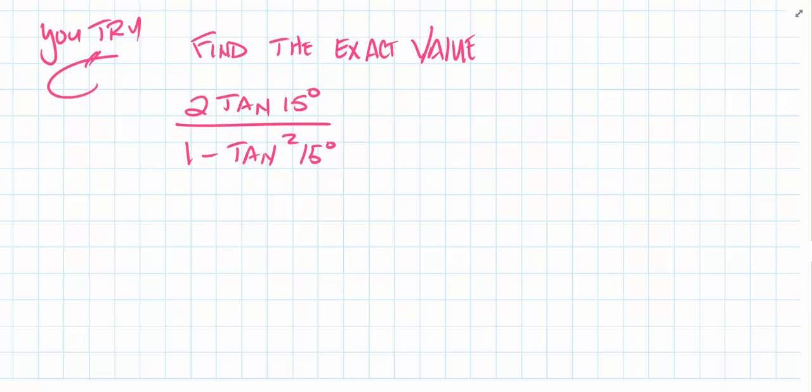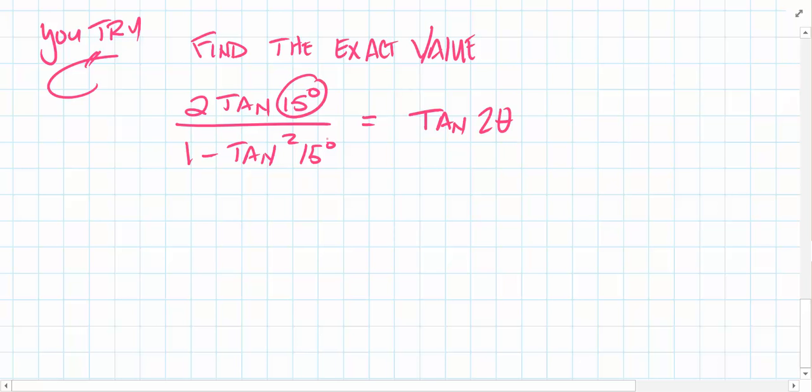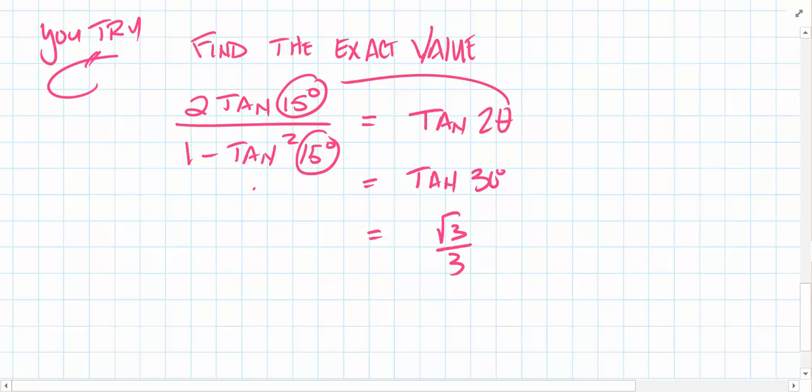So I want you to come up with the exact value for this. What you need to do is look at the structure of the numerator and the denominator and see if you can find what that structure represents. Okay. Talk about it in your groups real quick. Good. Many of you saw that this was in the same structure as the tangent of 2 theta, where theta is represented by this value right here. So this becomes the tangent of 2 times 15, which is 30 degrees, which is just root 3 over 3. So all that stuff is equal to root 3 over 3.